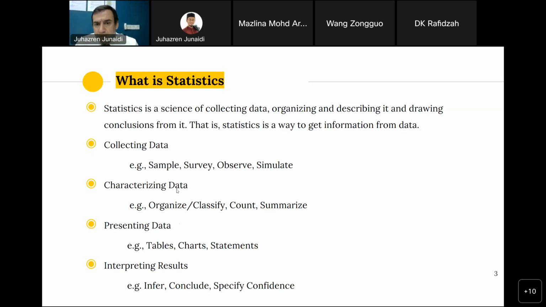And we have to characterize the data, we have to present the data, we can use tables, charts, statements, interpreting results, okay? And then we have to just interpret the results if it's a descriptive data.